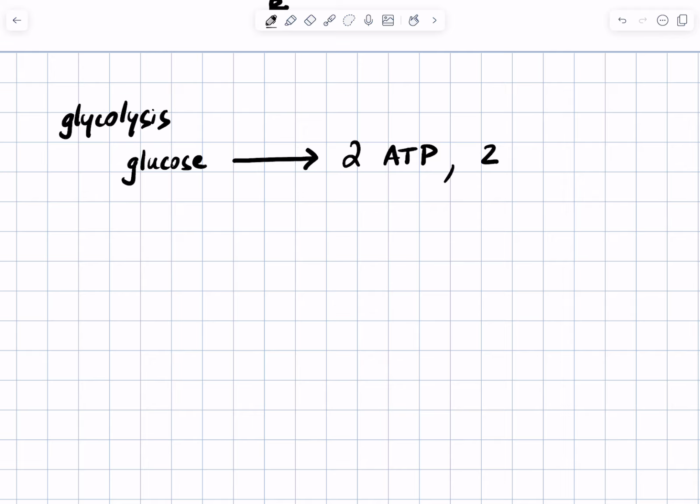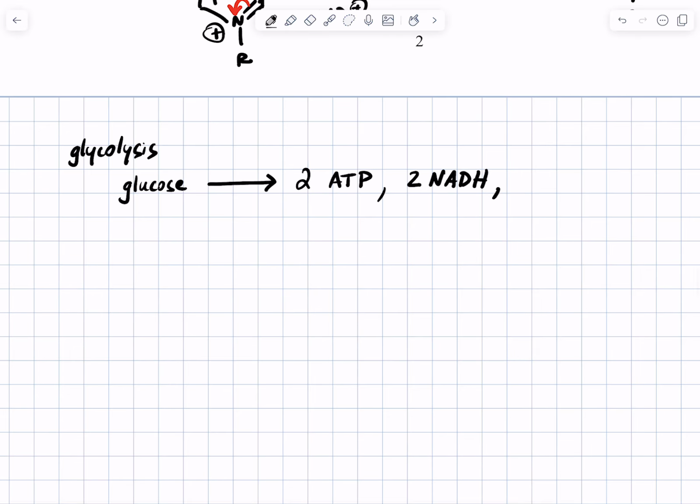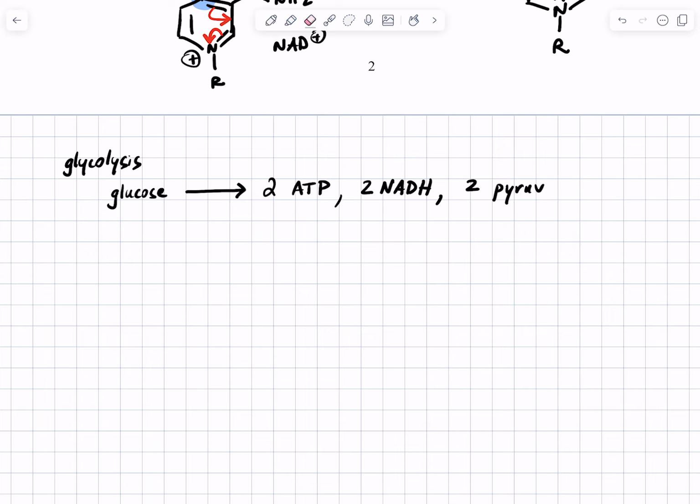The one step where you generate NADH is oxidation of glyceraldehyde 3-phosphate to 1,3-bisphosphoglycerate. That happens twice because for every molecule of glucose you get 2 glyceraldehydes. So we get 2 NADHs, okay? And then we get 2 pyruvates. 2 pyruvate, that's fine. All right, so that's first.